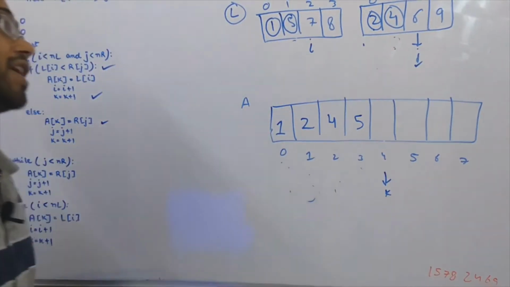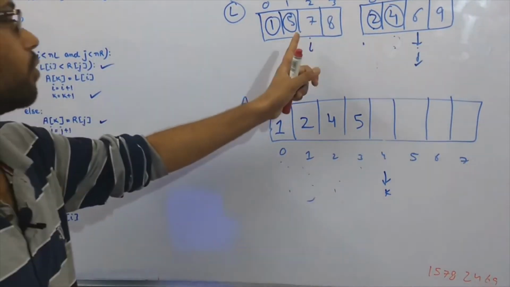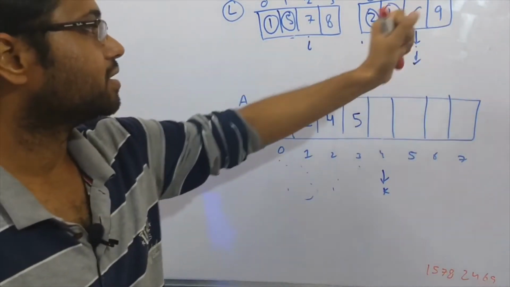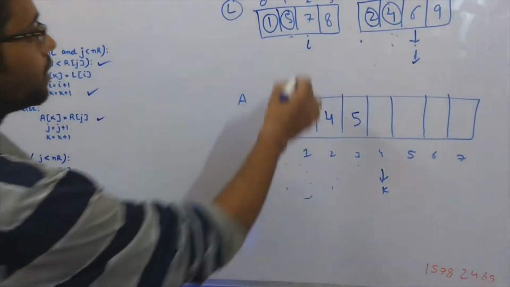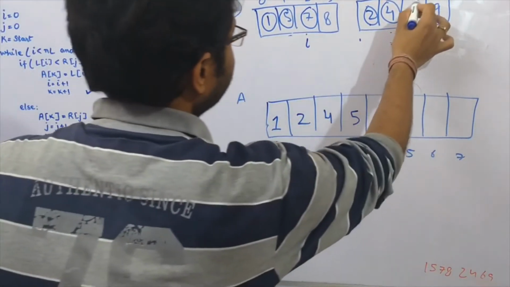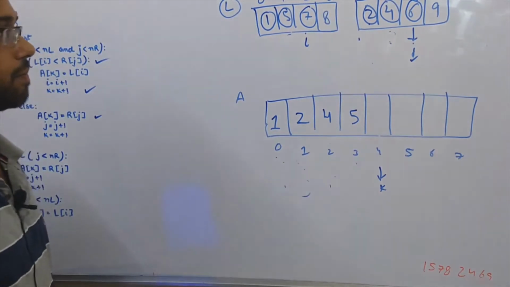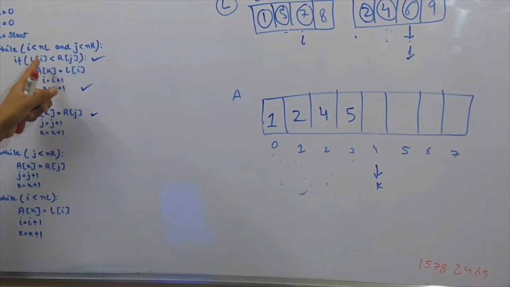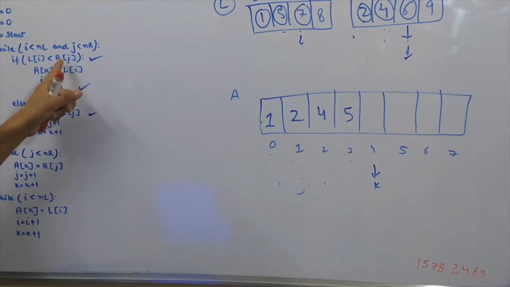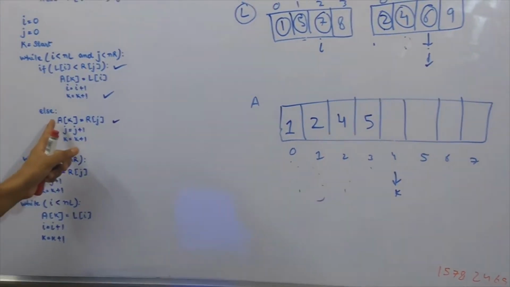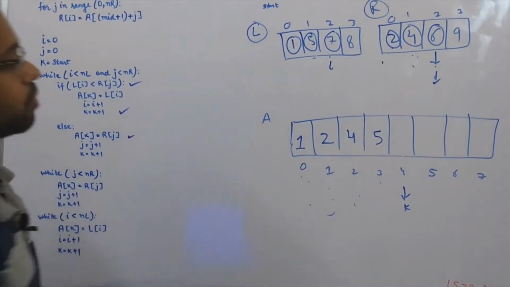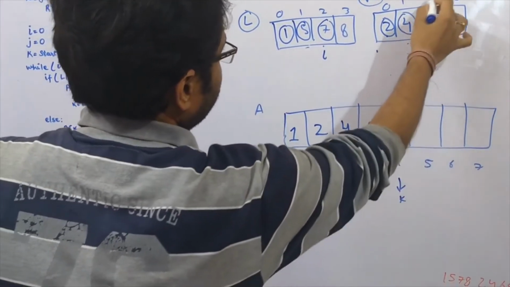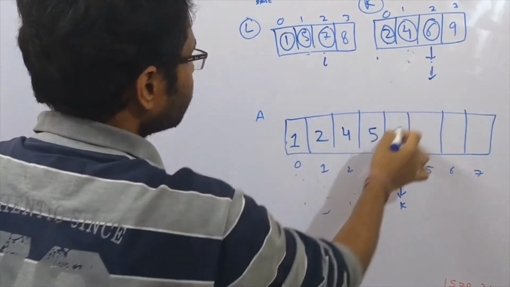Now we will check whether i is less than the length of this array and j is also less than the length of the array. Now we will compare the 7 and 6 elements. Which one is lesser? We compare L of i, that is, 7 is less than the right part, 7 is less than 6? No. So it will go into the else part: A of k is equal to R of j. So A of k will be R of j, and 6 will be copied here.